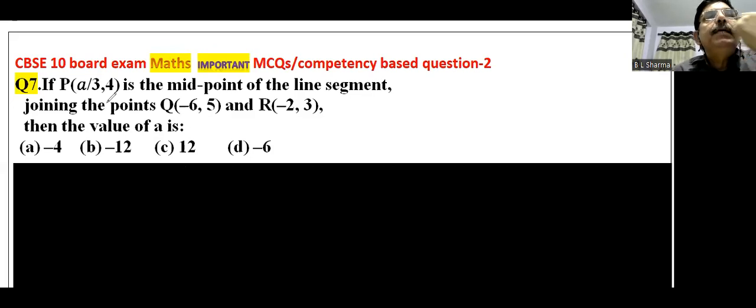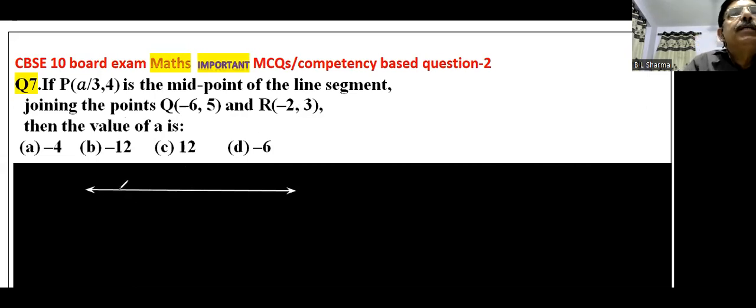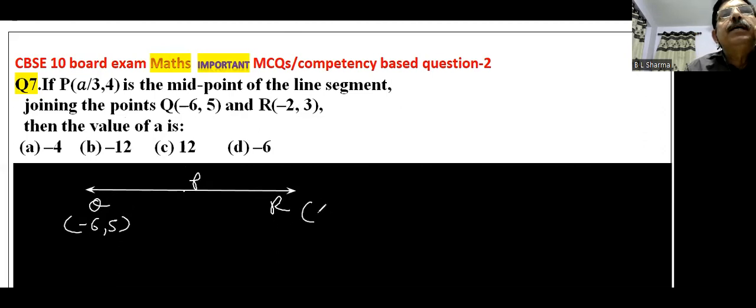The point P (a by 3, 4) is the midpoint of the line segment joining Q (-6, 5) and R (-2, 3). First we can draw a diagram, though it is not required if you already know. Let this point be Q, this point R, and this point P. The coordinates of Q are (-6, 5), the coordinates of R are (-2, 3), and the coordinates of P are (a by 3, 4).